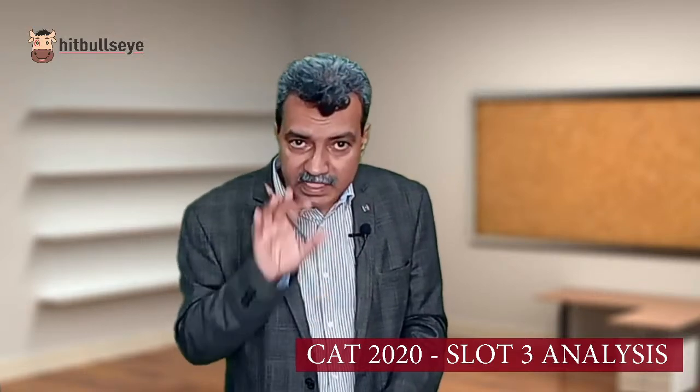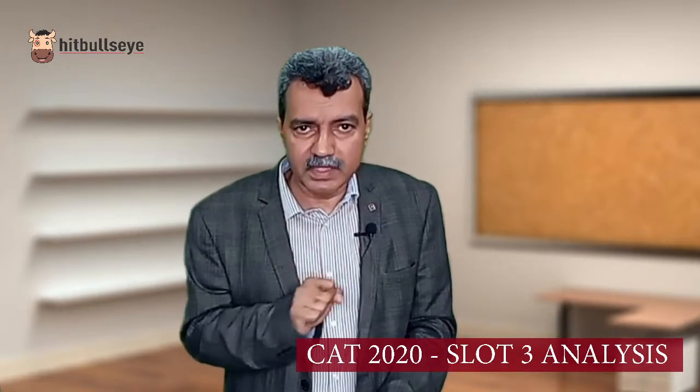In DI I say good accuracy is something around 75%. In verbal I will say 70% is good accuracy. So in this section, if you have 13 to 16 attempts with good accuracy, you may fetch 99 percentile.